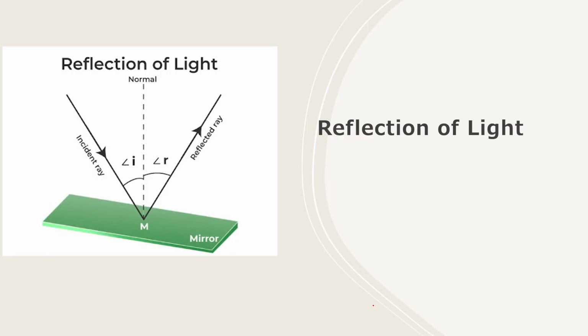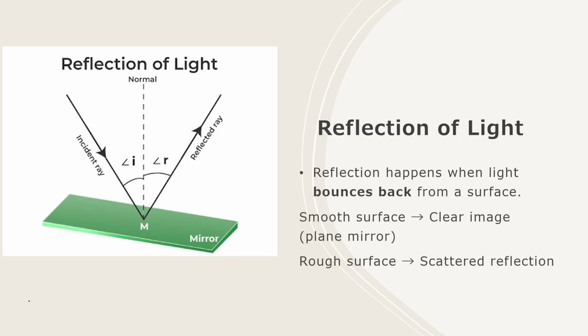The next important term is reflection of light. This also you have learned in your lower grades. Reflection of light means bouncing of light from a surface. When light hits a surface, it bounces back. That is reflection. It's a quite familiar term. If the surface is smooth, you will get a clear image. If the surface is rough, you will get a scattered reflection. The image won't be clear.